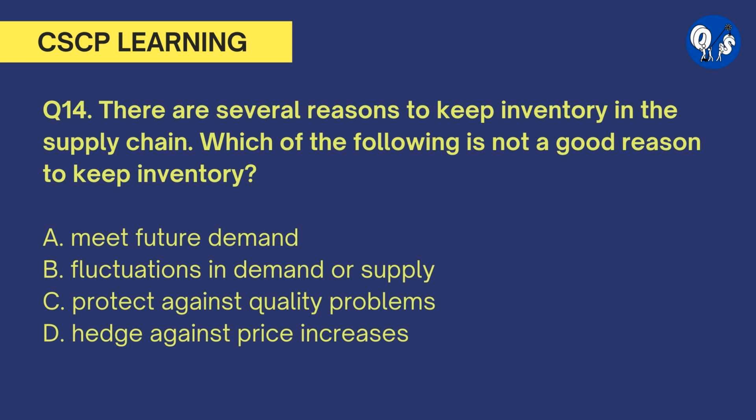Question number 14. There are several reasons to keep inventory in the supply chain. Which of the following is not a good reason to keep inventory? A. Meet future demand. B. Fluctuations in demand or supply. C. Protect against quality problems. D. Hedge against price increases. The correct answer is C. While quality issues can impact the flow of materials in a supply chain, solving the quality issues is the priority. Keeping inventory to cover the quality issues is not a good reason to have inventory.